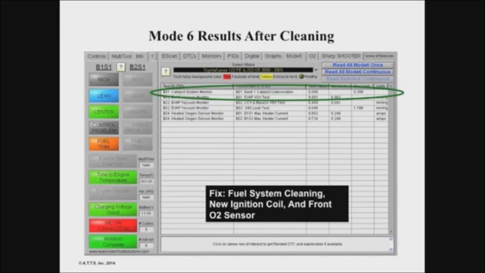So it's not always a cat, okay? People always think you got to throw a cat at it. You need to do fuel system cleaning. You need to do thorough investigation.